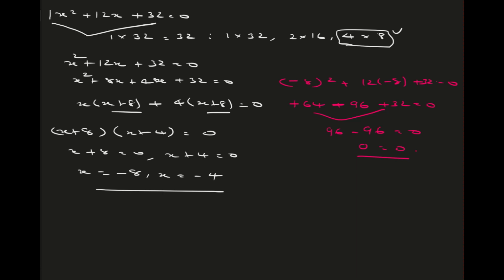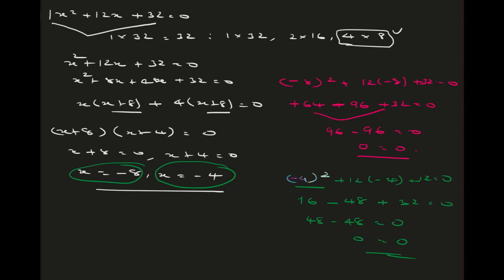We try minus 4. Minus 4 will give us minus 4 squared plus 12 times minus 4 plus 32 equal to 0. Here we get positive 16 minus 48 plus 32 equal to 0. These two come together, they give us 48 minus 48 equal to 0, and 0 equal to 0. So we can say that this is correct and that is correct.